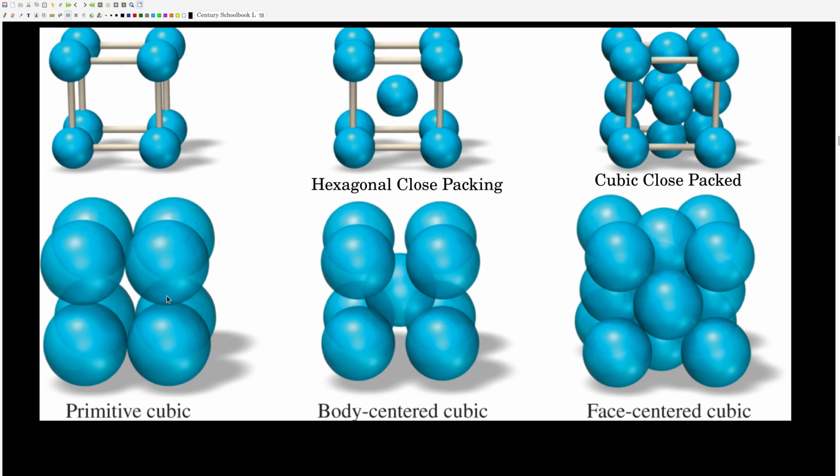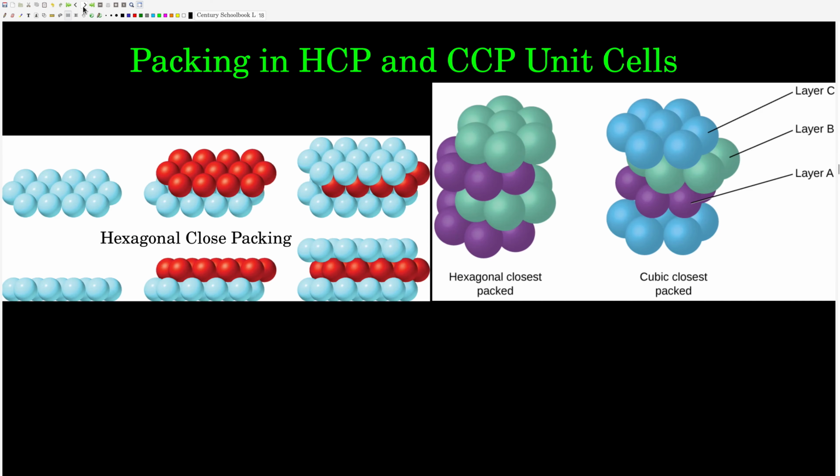Now, the efficiency of the packing increases from left to right in this picture. A body-centered cubic unit cell with hexagonal close packing utilizes more of the space. There's less empty space than a simple cubic unit cell. Now, a face-centered cubic unit cell with its cubic close packing uses even more of the space. There's even less empty space in a unit cell. So here's how the packing goes.